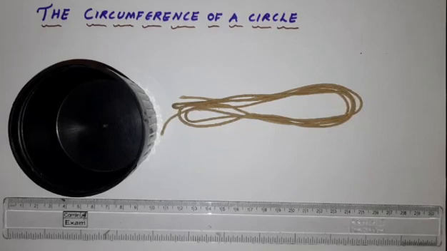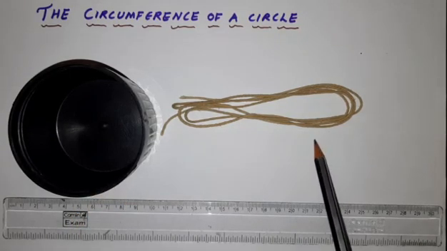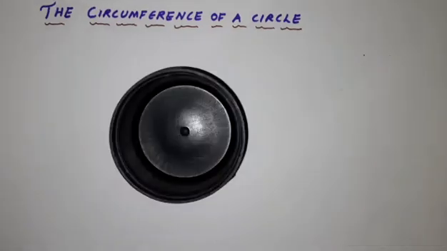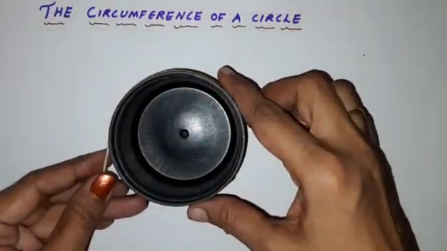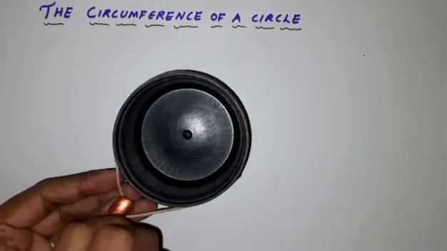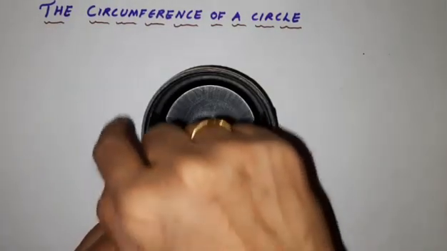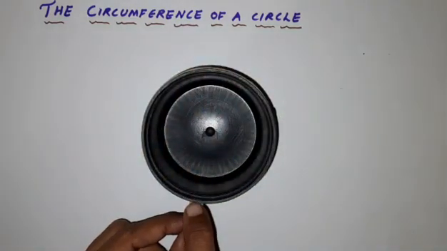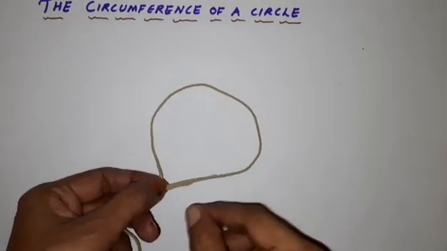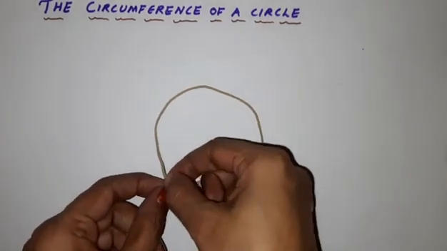Now students, we will perform an activity to understand the circumference of a circle. Take one circular object, thread and scale. Now wind a thread once around the cup. Make a full circle around it. Now unwind this circle.